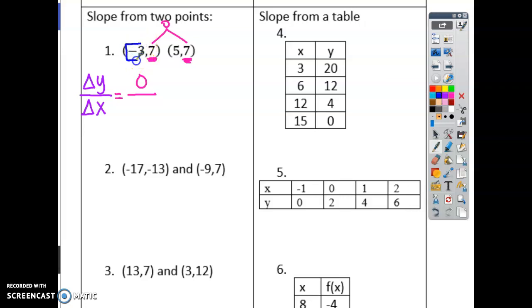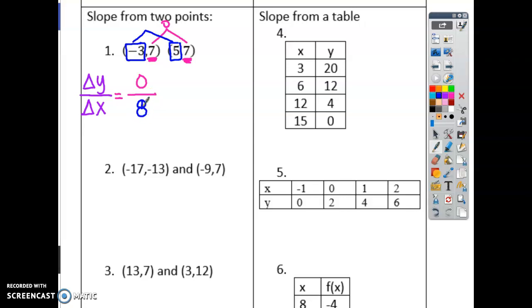Okay? Then we need to figure out how much the x is changed by. This is my x, and this is my x. How much did it change from here to here? Did it go up or did it go down? Did the number get bigger or smaller? Bigger. So it's positive, right? How much did it change by? From negative 3 to 0 is 3. And then from 0 to 5, it's 5. So a total of 8. It changed by 8.